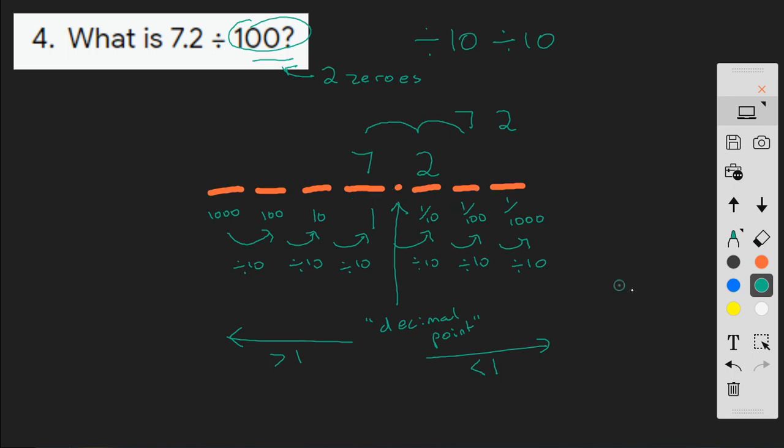Now, if I leave that up in the air like that, then that looks like 72. So I need to make clear that my 7 is now in my hundreds column. So fill in my 0 placeholders here and my decimal point. So there is my answer, 0.072.